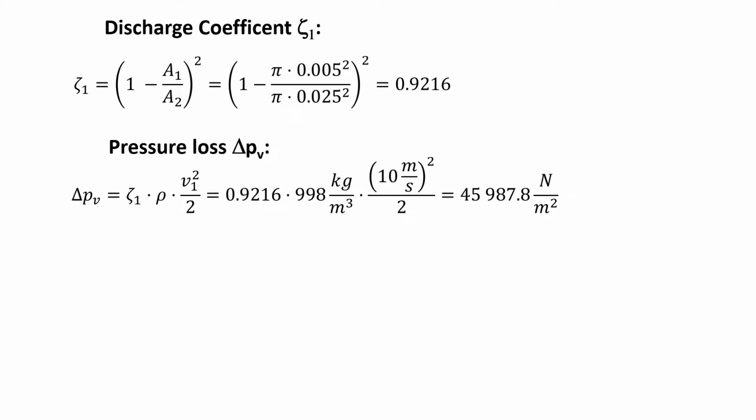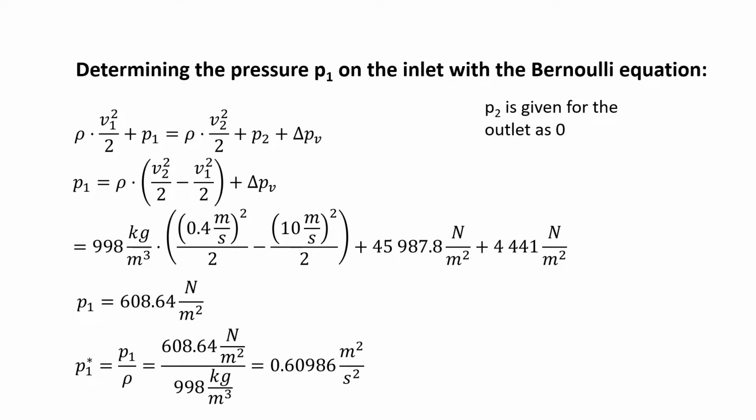And now we have to calculate the pressure loss due to the shift of the diameter. We need the discharge coefficient, which is 0.9216, and the pressure loss is 45,987.8 Newton per square meter. Now we have our losses all together, then we can calculate the pressure on the inlet. The pressure on the inlet is given by the Bernoulli equation and by the both calculated losses. The pressure on the inlet side will be 608.64 Newton per square meter.